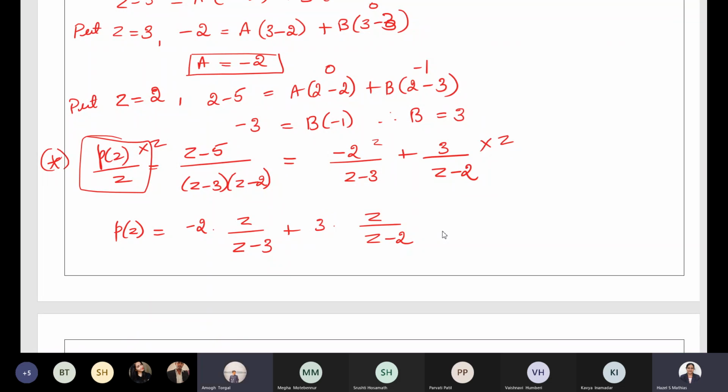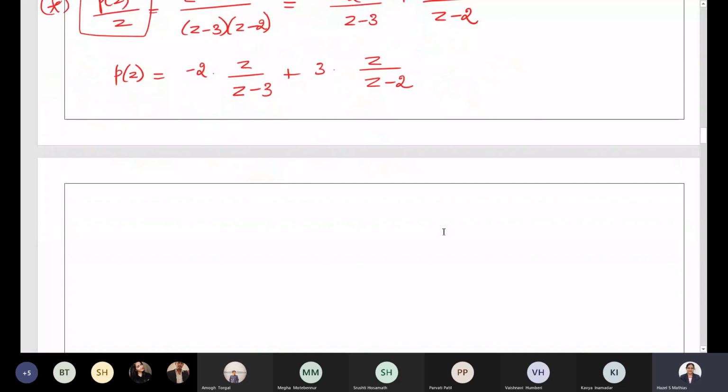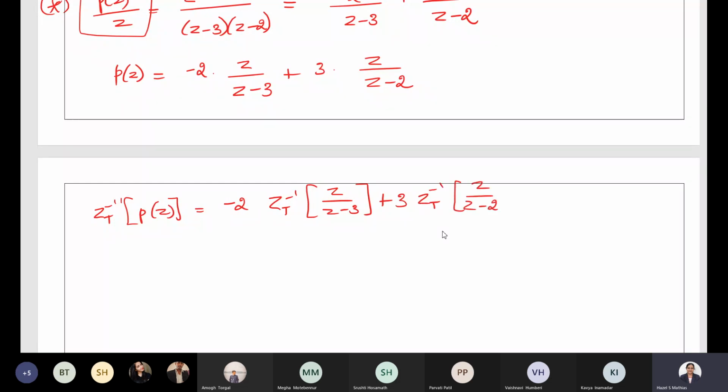Are you all able to follow this? Yes or no? Yes, ma'am. Okay. Now take the inverse. What is the inverse z transform of p of z? It is nothing but minus 2 into inverse z transform of z by z minus 3 plus 3 into inverse z transform of z by z minus 2.